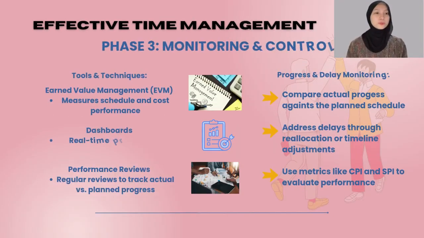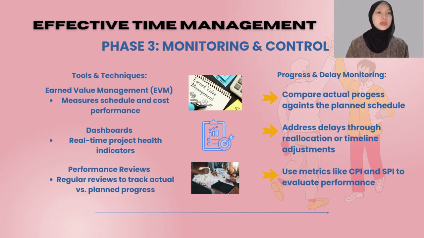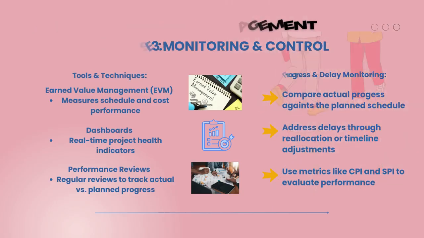In the monitoring and control phase, we continuously evaluate the project performance. Firstly, earned value management, which is EVM, helps measure both the schedule and cost performance. Furthermore, dashboards provide real-time project health indicators, and performance reviews ensure that we are on track with the planned schedule. If delays are identified, we can adjust resources or timeline as needed using metrics like Cost Performance Index, which is CPI, and Schedule Performance Index, which is SPI, to guide decision making.